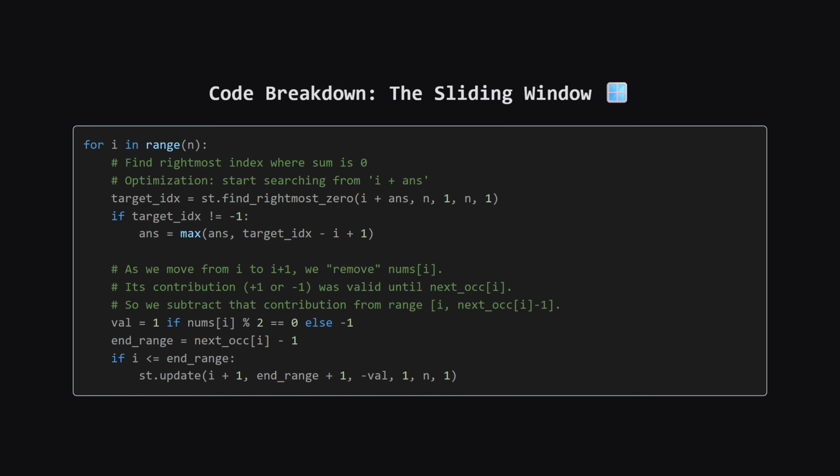Here is the tricky part. When we move our start from i to i+1, we are effectively removing the number at i from our window. That number contributed a +1 or -1 to the score. We need to remove that contribution, but only for the range where that specific instance of the number was counting as the distinct representative. That range is from i up to just before its next occurrence. So we perform a range update on the tree to subtract its value.